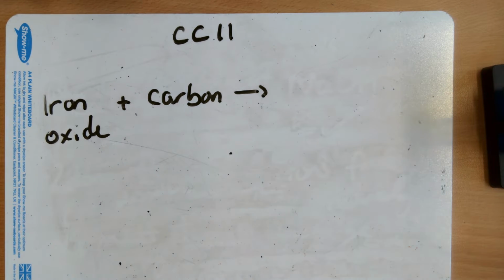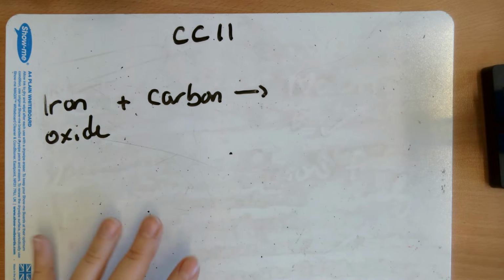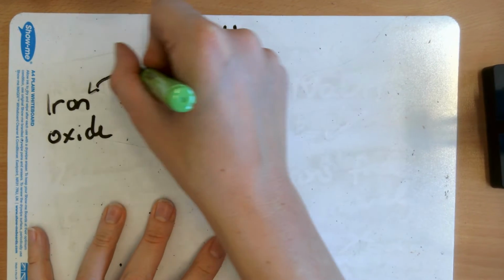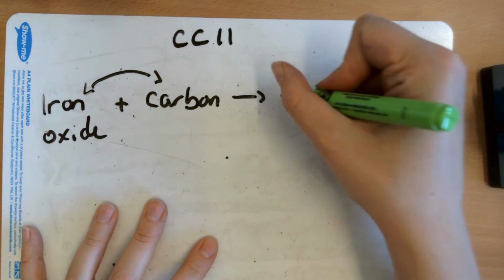Right, next up we've got CC11, which is metals and extraction of metals. I've got an example of extraction of a metal. I've got iron oxide, and I'm going to react it with carbon. So this is just a simple displacement reaction I think we're all comfortable with. Carbon is more reactive than iron, therefore carbon will take iron's place.